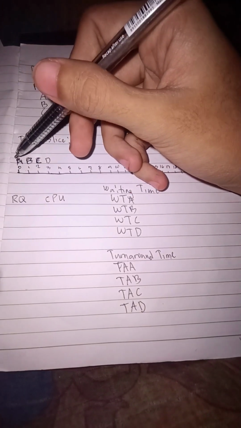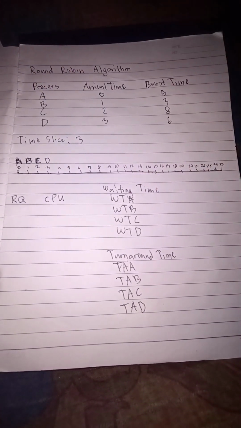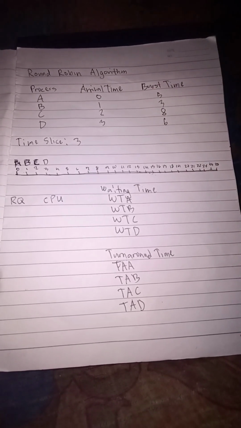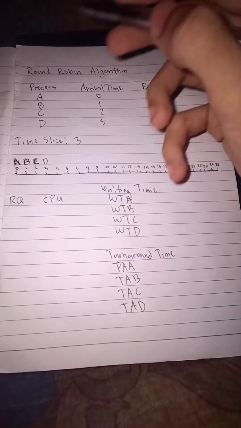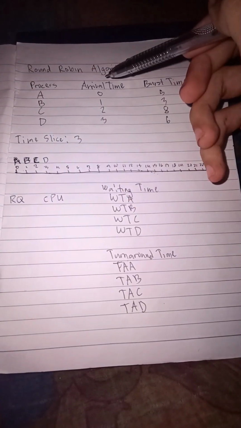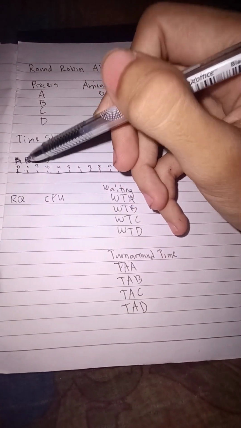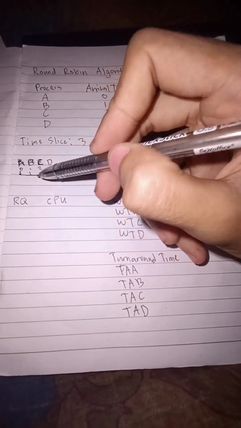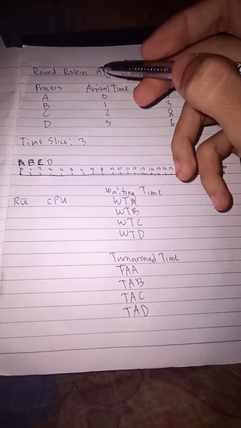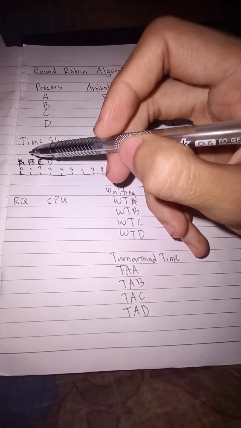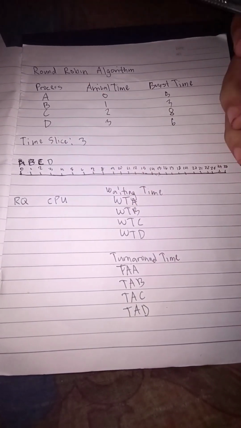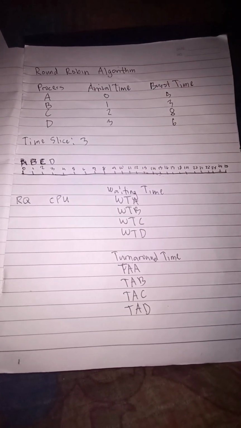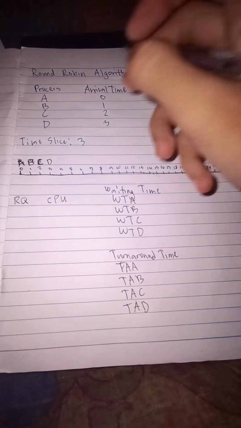I've just put the A, B, C, D already so that there will be no time to waste. So now let's start the process. Here we have A at 0, B at 1, C at 2, and D at 3. As you can see here, we've put the processes based on their arrival time.